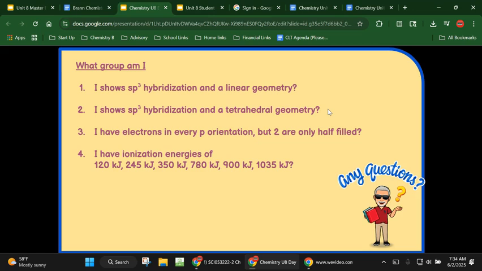I have ionization energies of 120 kilojoules, 245 kilojoules, 350 kilojoules, 780 kilojoules, 900 kilojoules, and 1035 kilojoules. From that information, you can tell me what group I am talking about. But what you have to look at is which one seems out of place. So when you look at those numbers, ladies and gentlemen, which one seems out of place compared to the others, and why?